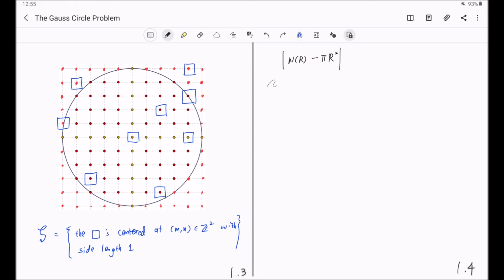We claim that this absolute value is bounded by the maximum of the following two things. First, the number of squares in this script S that are contained in this disk of radius r. Remember, this n of r does not include the counting of the number of integral points on this circle. It only counts the number of integral points inside of this circle. So this should be an open disk. And we look at the difference between this number and the area of our disk or circle.